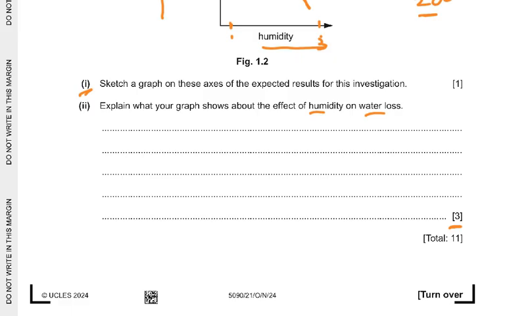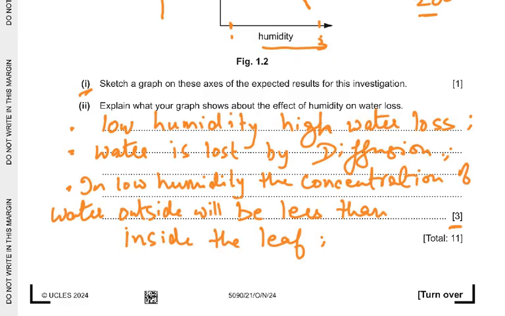The lower the humidity, the higher the rate of water loss. Water is lost by diffusion. When humidity is low, the concentration of water outside will be lower than inside the leaf, and atmosphere would not be saturated with water. So low humidity, high water loss, water is lost by diffusion. In low humidity, the concentration of water outside will be less than inside the leaf.